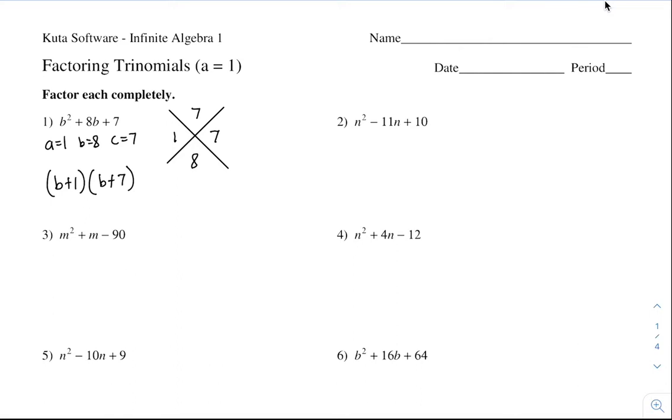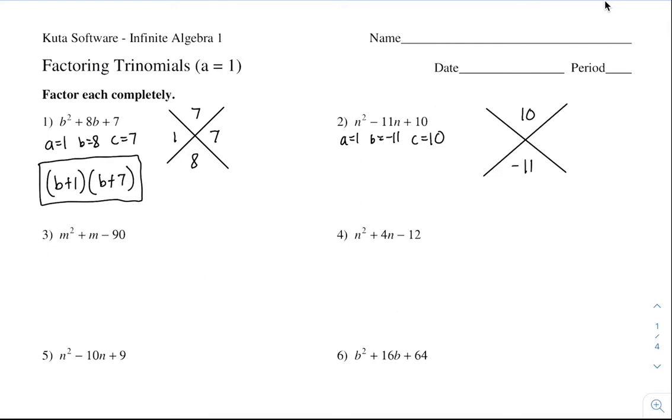Okay, number 2. We have a is equal to 1, b has a coefficient of negative 11, and c has a coefficient of 10. So now we do our X method. Two numbers that multiply to give you a times c, that's 1 times 10, which is 10. And your b value is negative 11. So what two things multiply to 10, but when you add them give you negative 11?